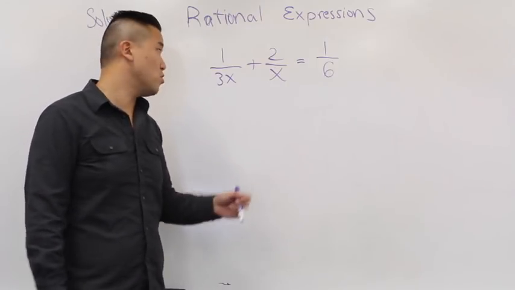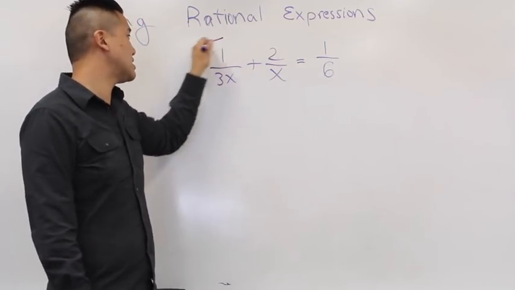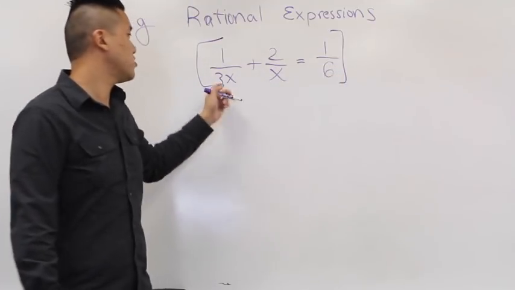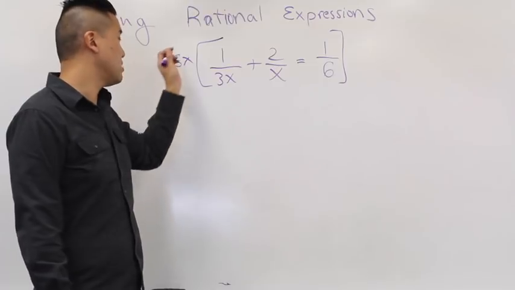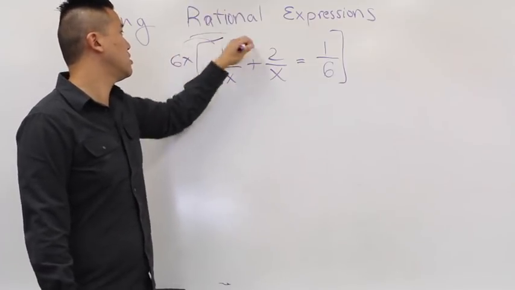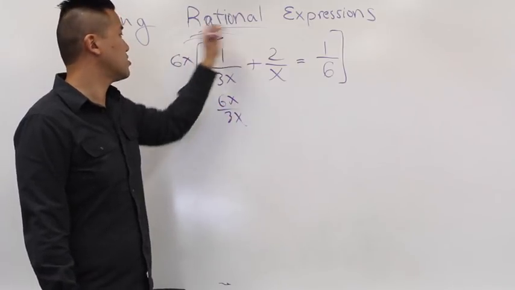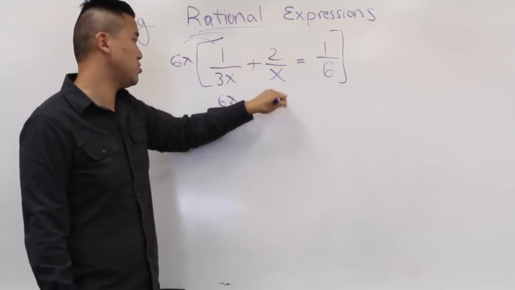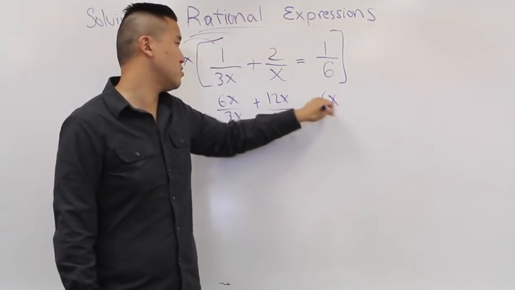All right, so let's try this. We don't have to factor like I already told you. What's my least common denominator? 3 and 6 is gonna be 6, and I need the x. I'm gonna distribute to each one. So you have 6x over 3x. Distribute here, you have 6 times 2, 12x over x. Distribute there, you have 6x over 6.